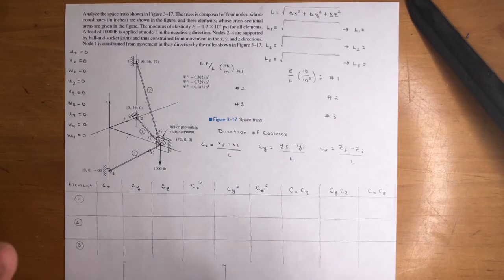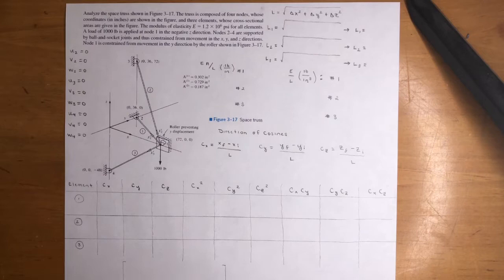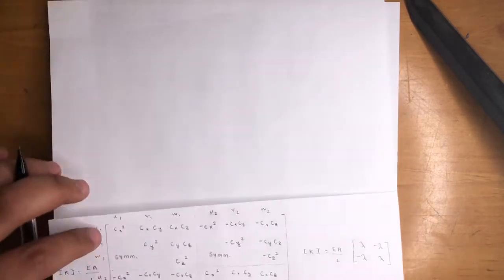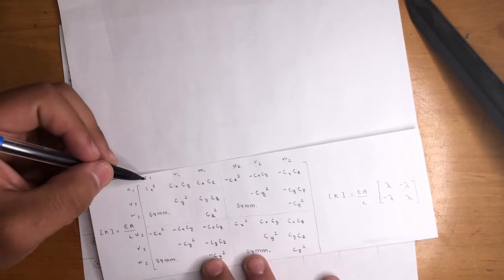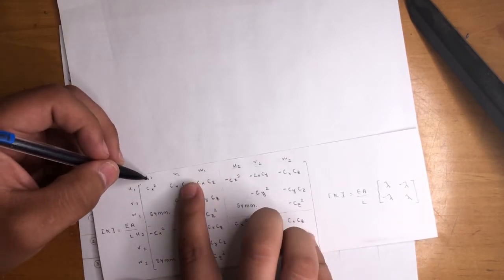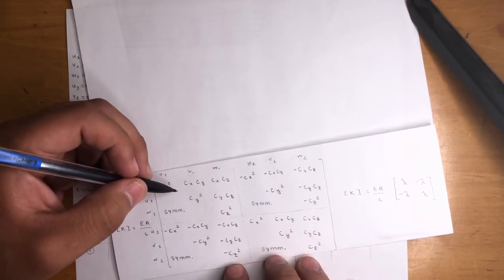There's a lot going on in the paper, but just follow what I say. We'll cover everything. The first step here is we want to find EA/L, because this is the formula for 3D stiffness matrices. It's between 2 nodes, in this case node 1 and node 2, and it's this big 6x6 matrix, and it's symmetrical.